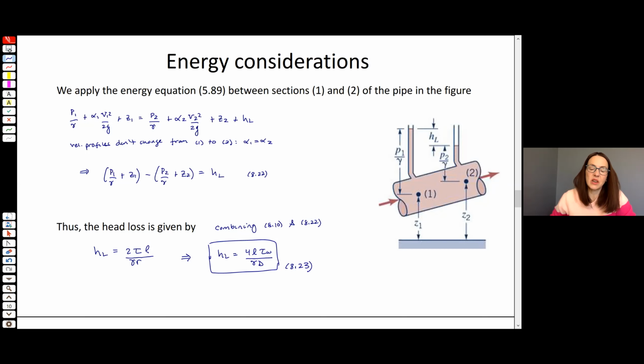So what we see here is that tau, the wall shear stress, right, which accounts for friction at the walls, is really what contributes to head loss in these pipe flow systems, the loss of energy.